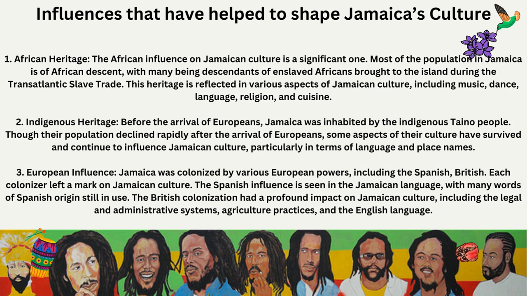Number 3, European influence. Jamaica was colonized by various European powers, including the Spanish, British, and French. Each colonizer left a mark on Jamaican culture. The Spanish influence is seen in the Jamaican language, with many words of Spanish origin still in use. The British colonization had a profound impact on Jamaican culture, including the legal and administrative systems, agricultural practices, and the English language.